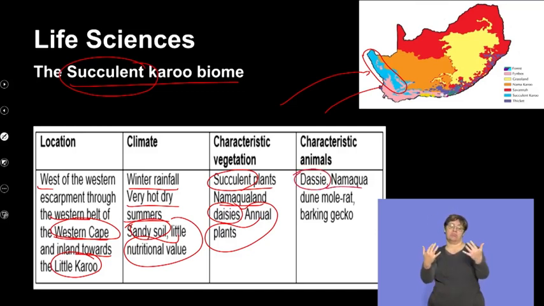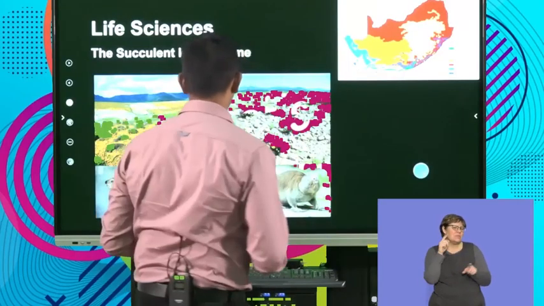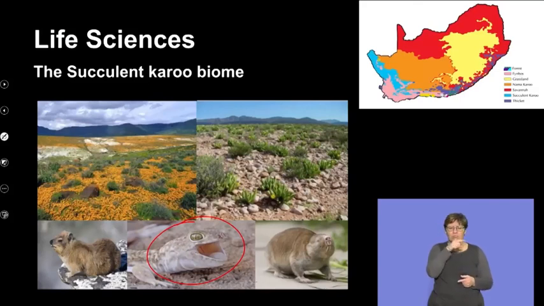It's characterized by the dusty namakwa mole rats, as well as a barking gecko. And here you can see these geckos that actually produce a sound that resembles that of a dog. They tend to call out and chirp a bit. And these are the amazing, beautiful flowers that spring up during the spring.